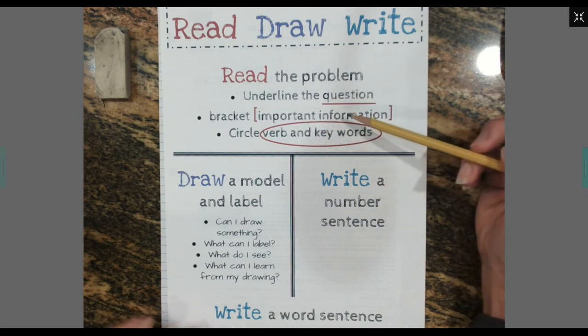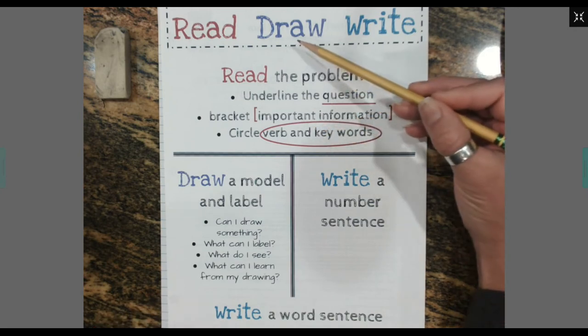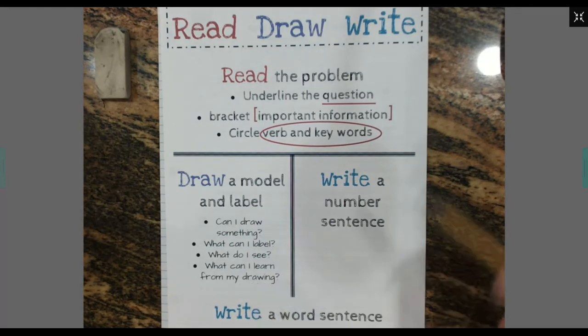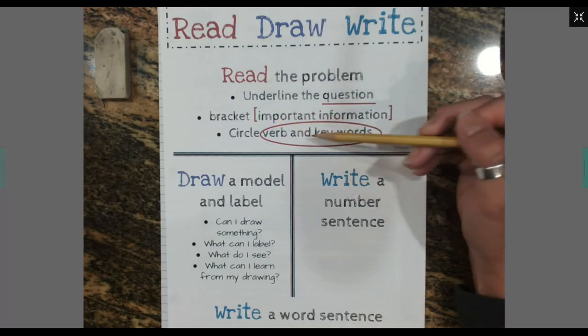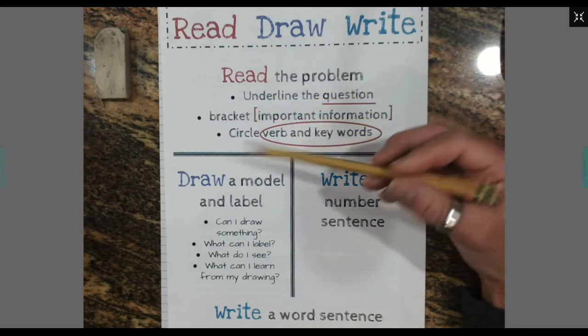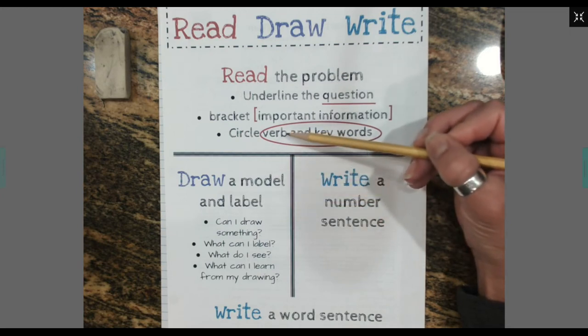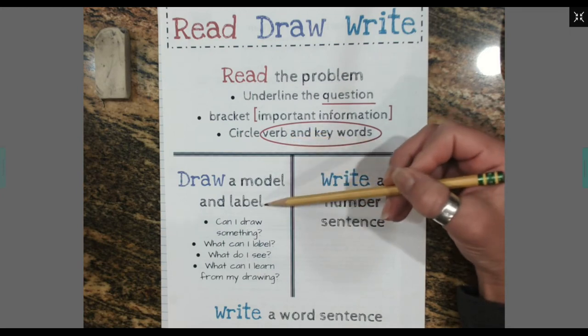After you've read the problem, you should draw. You're going to draw a model and label, or you're going to ask yourself, can I draw something? What can I label? What do I see? What can I learn from my drawing? Meanwhile, you should always be going back to the word problem and taking this information that you found when you read and applying it down here when you're drawing. So constantly going back, rereading, and using it.